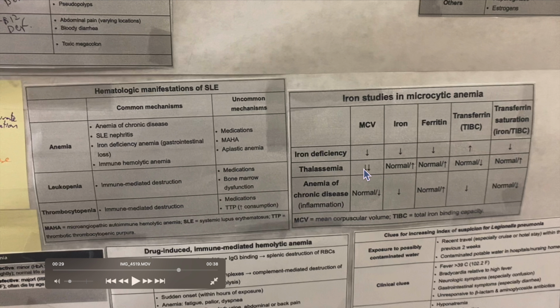Thalassemia, MCV again, it's going to be very low. It's going to be decreased. Iron is going to be either normal or increased because this doesn't have any effect on those. Even ferritin, same thing, and transferrin saturation. It has nothing to do with iron.